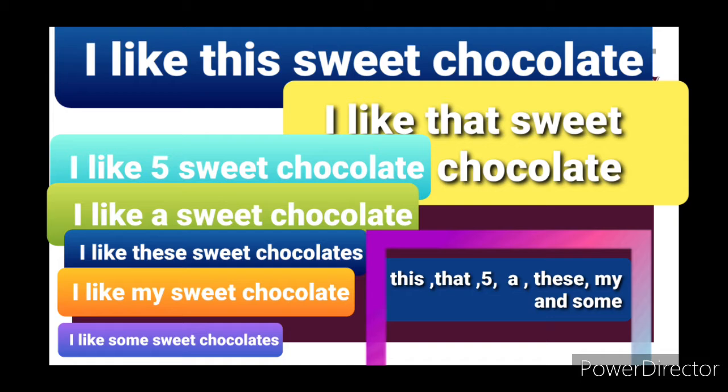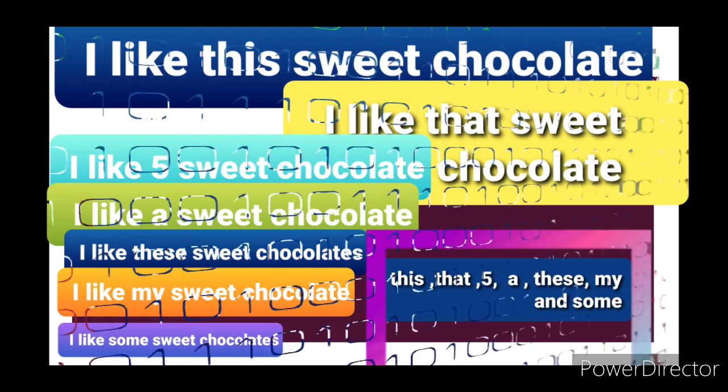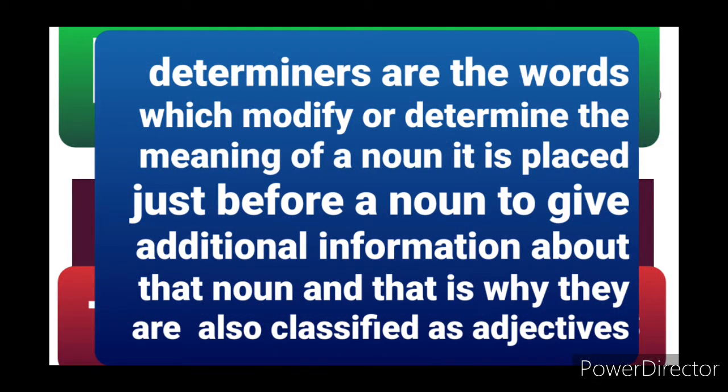So in all these examples you can see that adjectives are already used. Adjectives are the describing words, and they are describing the noun chocolate, name of a thing. But the words like this, that, the, 5, these, my, and some, these are called the determiners. Why? Because they are modifying, they are specifying, or they are determining the meaning of a noun. These words are providing additional information about that noun. So these are the determiners.